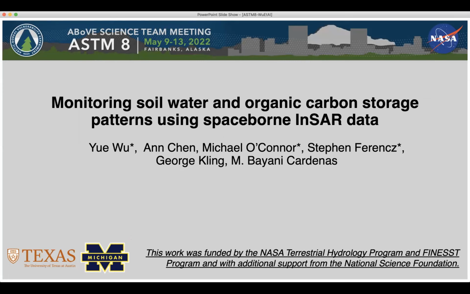And thanks to a previous talk, InSAR is a remote sensing technique that is capable of measuring surface deformation with usually millimeter to centimeter level accuracy, depending on the region and the processing strategy, with a spatial resolution usually on the tens to hundreds of meters.